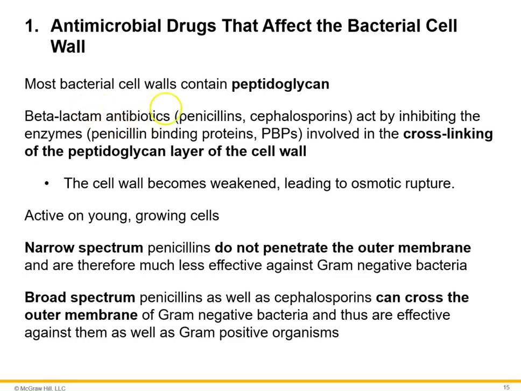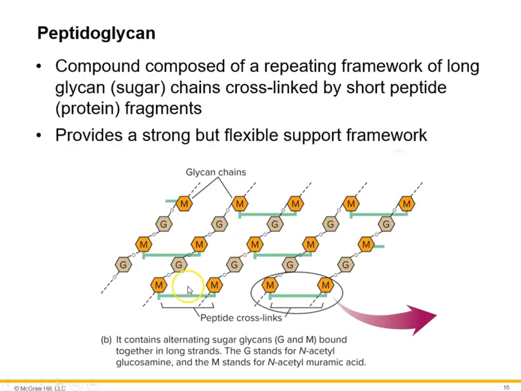The beta-lactam antibiotics, I want you to be familiar with these. These are the penicillins, the cephalosporins, and the carbapenems. These are going to inhibit the enzymes that help that framework cross-link. So when you've got these sugar chains, you want to cross-link them with these peptide fragments, right? These short protein fragments, and you need an enzyme to do that. Now the beta-lactams inhibit that enzyme.